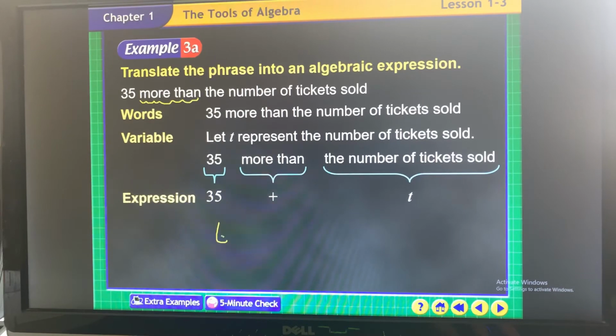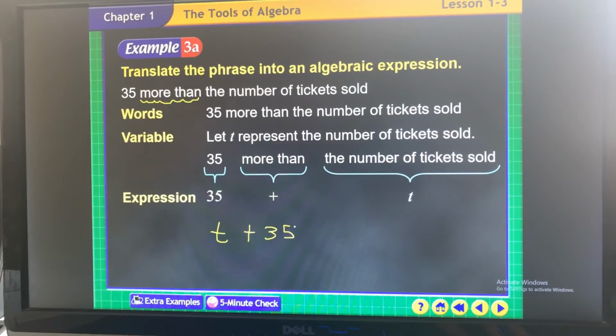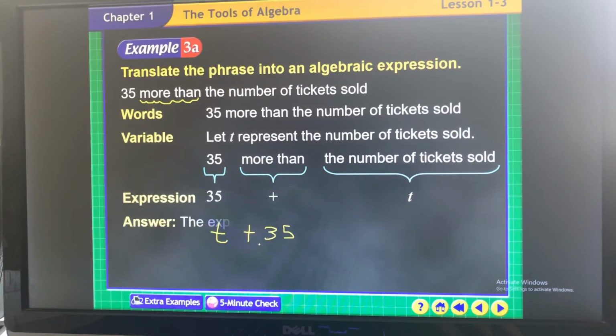Does it matter if I write T plus 35 or 35 plus T? Nope. There's a property called the commutative property that says it doesn't matter in which order you multiply or add things. That's called the commutative property.